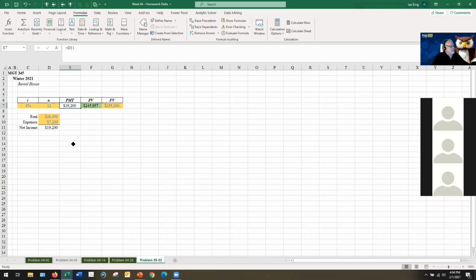Well, it's going to be present value. Every month you're going to get that, or every year you're going to get that, and you're going to sell it for that. In this case, the future value is almost like the equivalent of a salvage value we use in problems. At the end of it, when we're done with it, we're going to get $255,000 in the door. After receiving this every month, our salvage value or future value is $255,000. So the present value that we're willing to pay for that house today is $245,957.